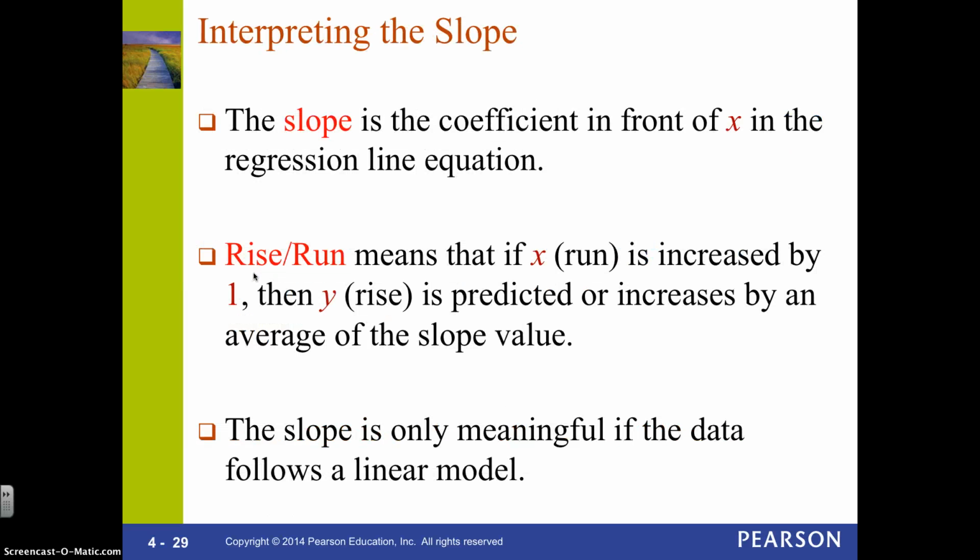The slope is the coefficient in front of the x in the regression line. If you remember some of your algebra, slope is rise over run. It's how far you move vertically over how far you move horizontally, vertically being the rise and horizontally being the run. So if the run is increased by 1, then the rise, or your y, is predicted to increase by an average of the slope value. And the slope is only meaningful if the data follows a linear pattern.